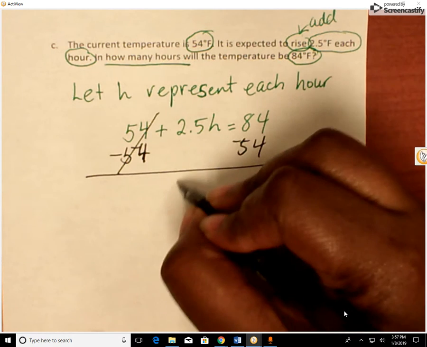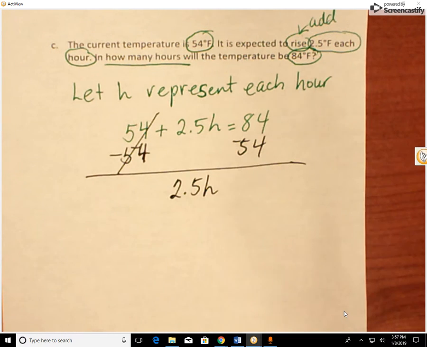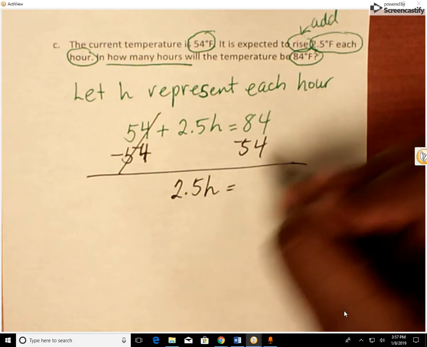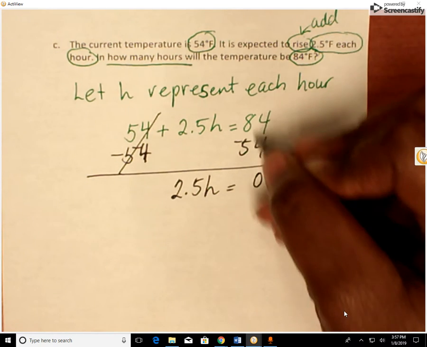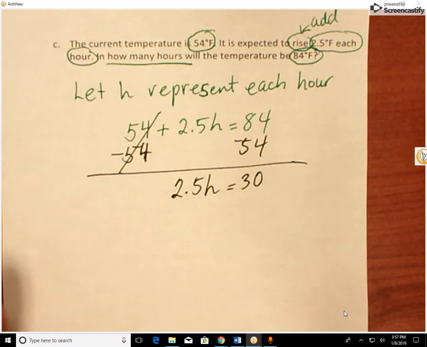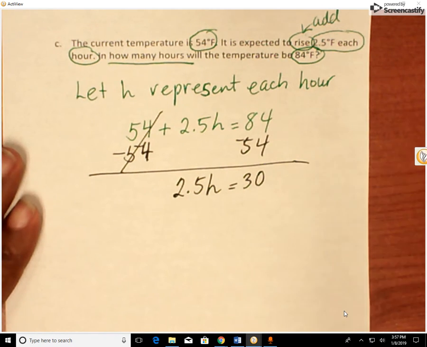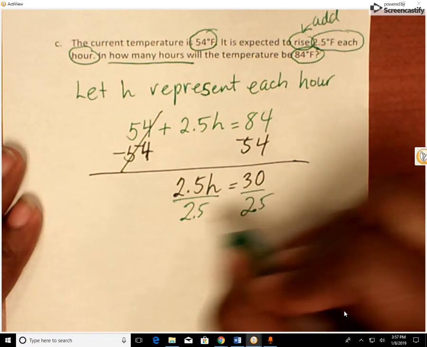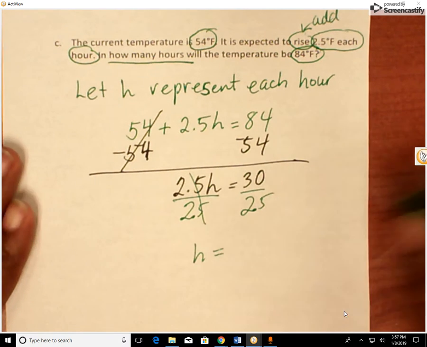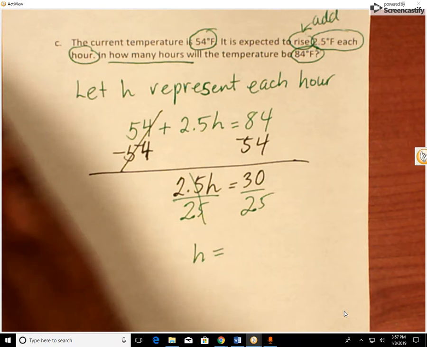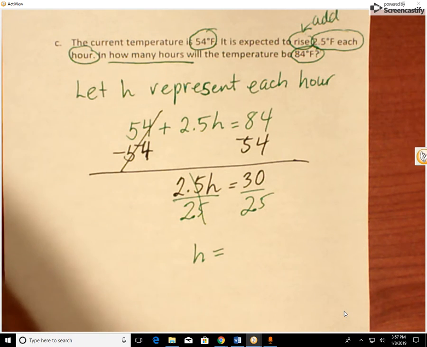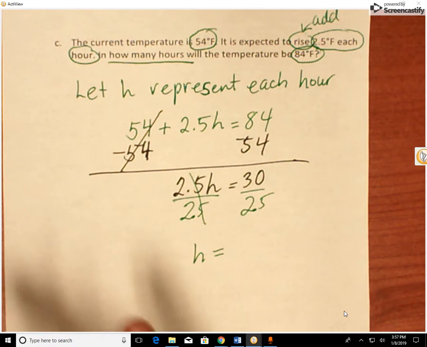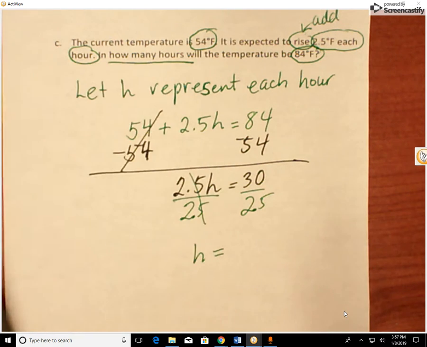54 minus 54 is 0, and that leaves 2.5H. This 4 minus 4 is 0. 5 minus 8 is 3. So 30. Now we're going to divide both sides by the coefficient, which is 2.5. So 30 divided by 2.5. On my calculator, I got the number 12.